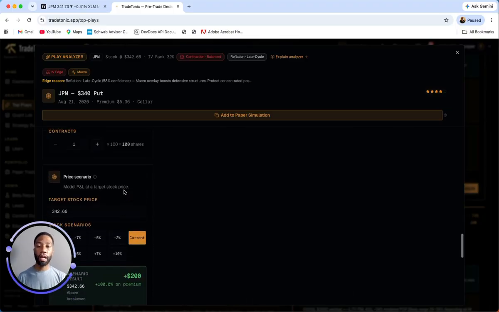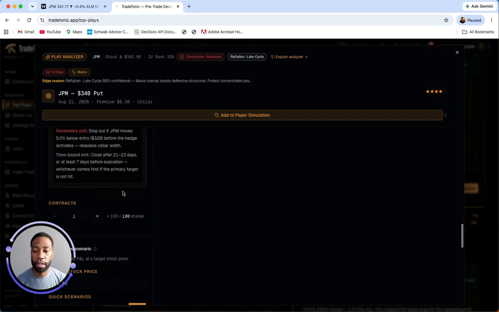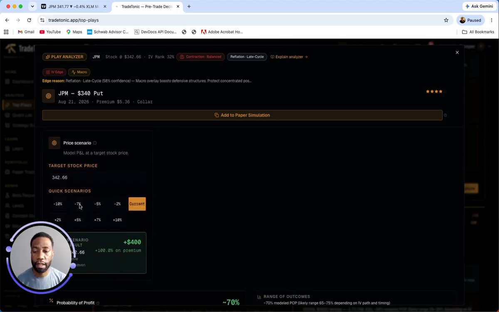So if you want to have an idea of what some scenarios are if the stock were to move in a particular direction, you can do that. Now, originally we said we wanted to add one position, but let's just add two positions, right? And see how it moves. So it could be up $2,200.